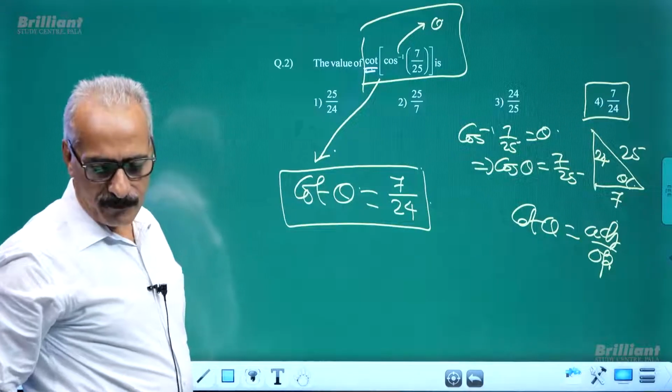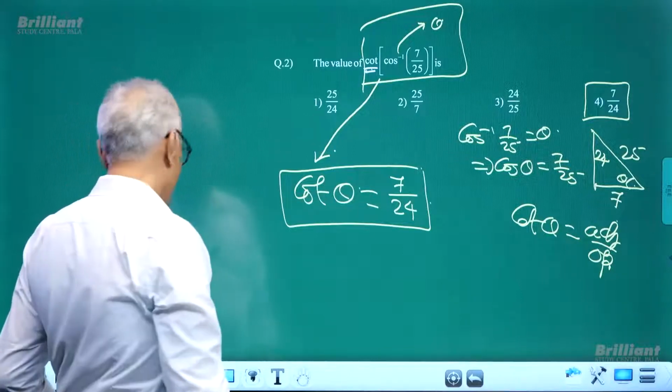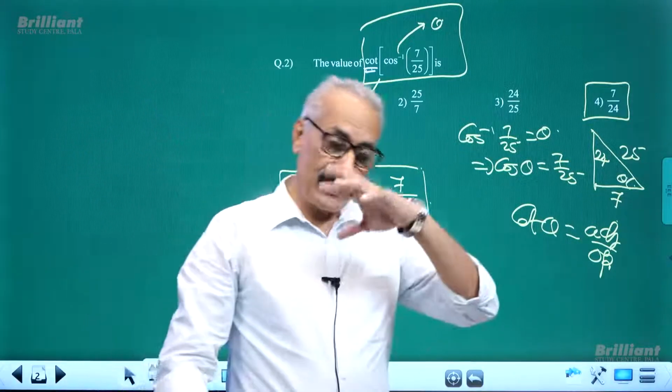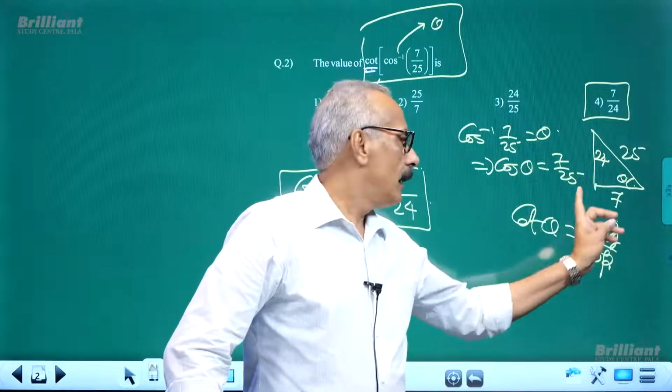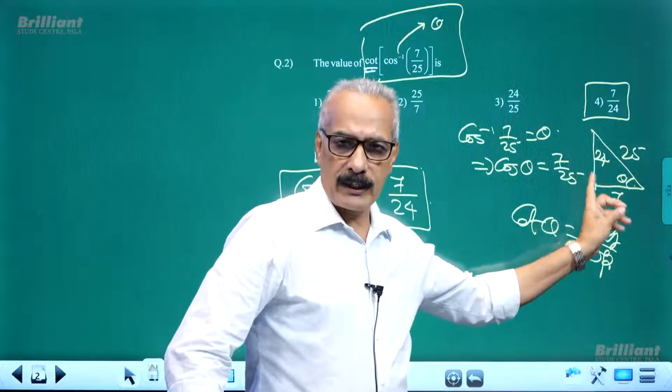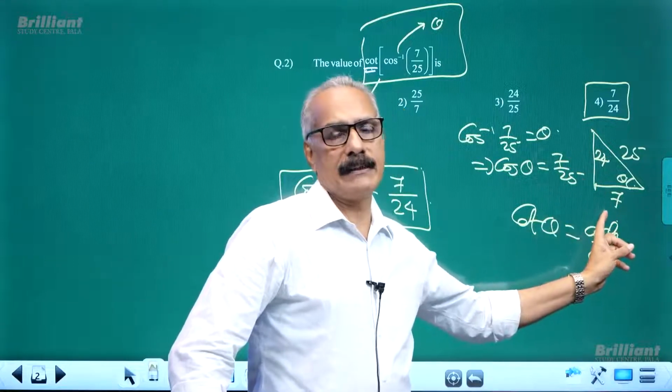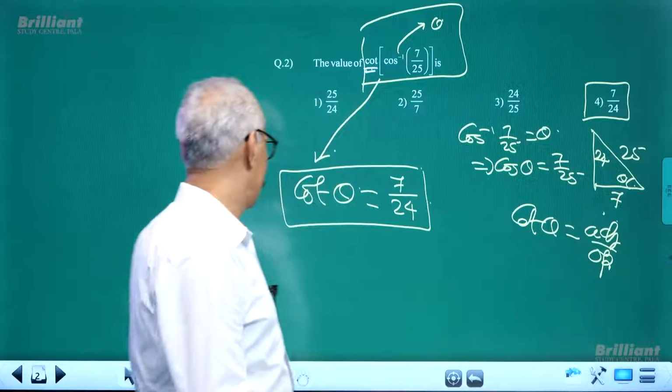Question 2, it is 4. Well, cot theta, remember, is 1 by tan theta. Tan theta means opposite side by adjacent side, cot theta is adjacent side by opposite side, and cos theta is adjacent side by hypotenuse. Fine.